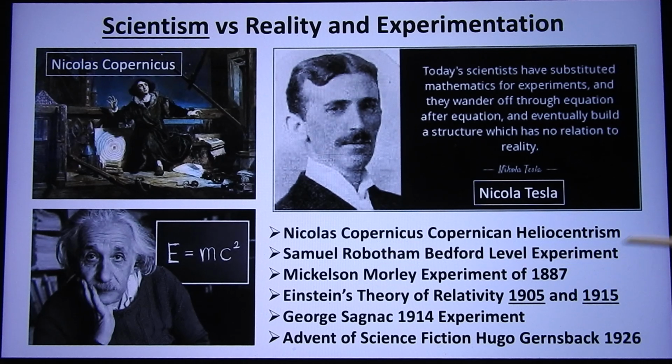Then people started doing testing. Samuel Rowbotham does the Bedford-Ludlow experiment, and it actually fails to provide evidence of the curve. So that starts to be a problem. That canal in England failed to provide evidence that the curve existed. I think it was about 6 miles or so, and failed to show evidence of the curve. So there started to be problems with the globe model.